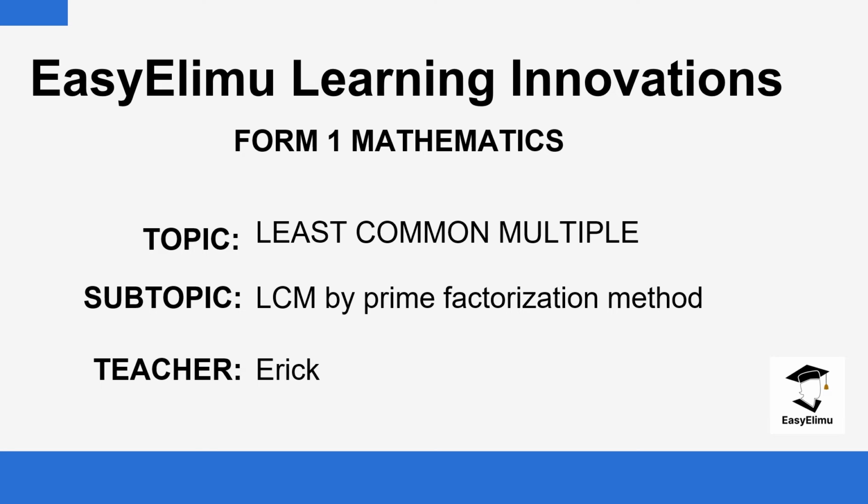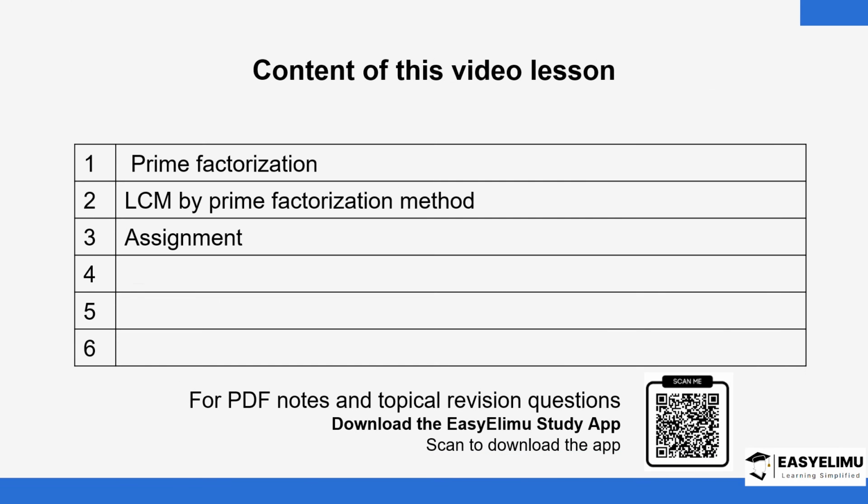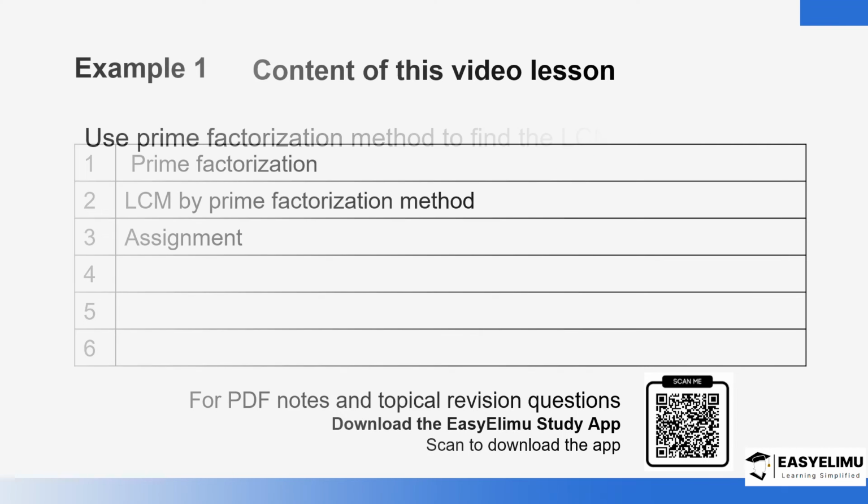And for this lesson, we're going to look at the LCM of given numbers by the method of prime factorization. So we want to see the prime factorization method of finding the LCM of given numbers. We'll review prime factorization, and then we'll look at finding the LCM by the prime factorization method. At the end of the session, we'll give you some questions to help you with practice and also to help you gauge your understanding of the concept.